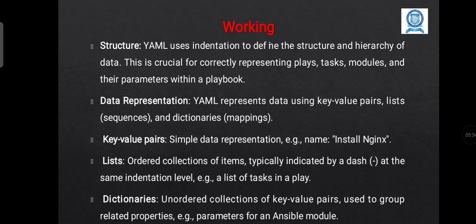Structure. YAML uses indentation to define the structure and hierarchy of data. This is crucial for correctly representing plays, tasks, modules, and their parameters within a playbook. Data representation. YAML represents data using key value pairs, lists or sequences, and dictionaries. Key value pairs. Simple data representations. For example, name, install, nginx. List, ordered collection of items, typically indicated by a dash at the same indentation level. Example, a list of tasks in a play.